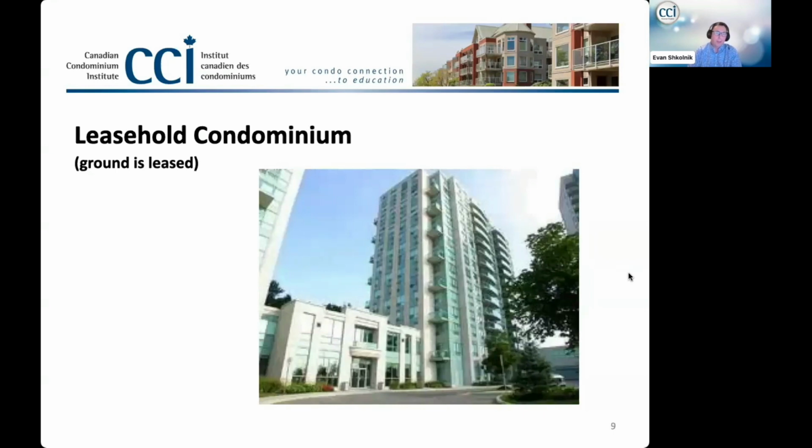Those are the four types of condo corporations, and then with the phase that it's model 5.